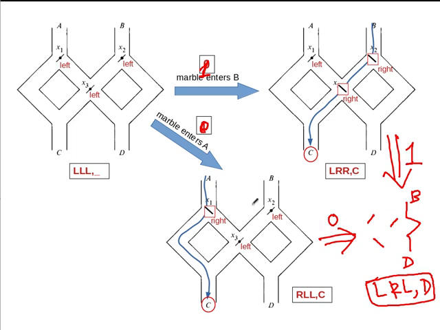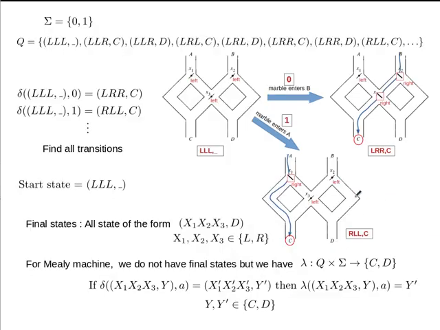So you see these transitions. How do we calculate these transitions? How do we model this as a DFA? First of all, what is our input alphabet? Our input alphabet is 0, 1, right? So 0 means a marble at A, 1 means a marble at B. So here it's from this, and this should be 1, and here this should be 1, and this should be 0. Okay.